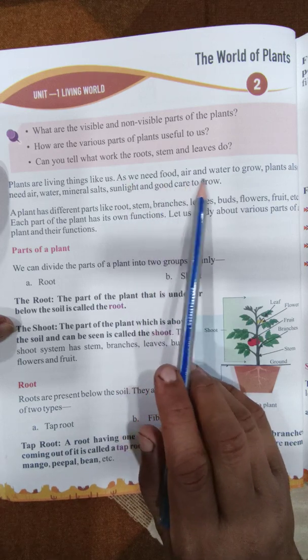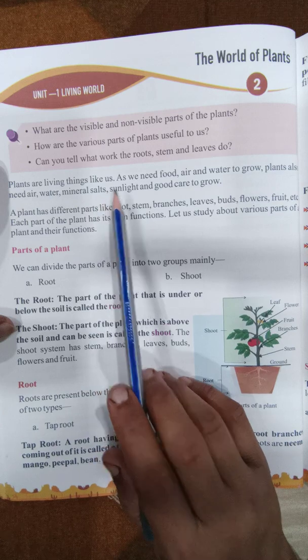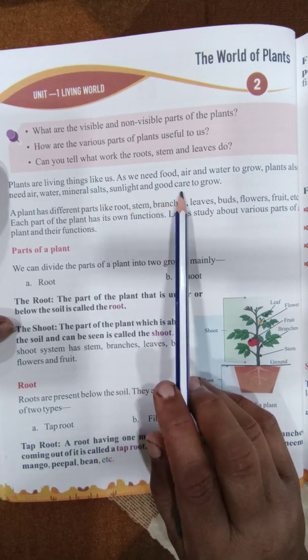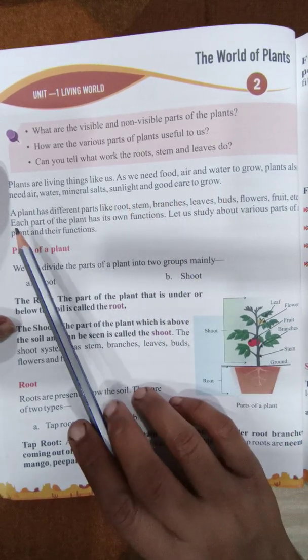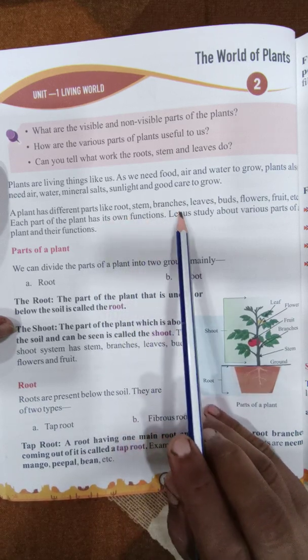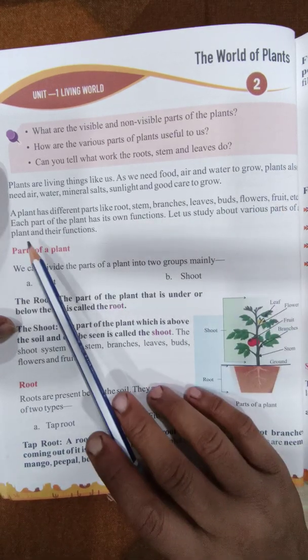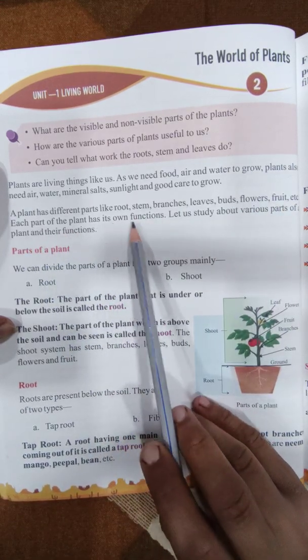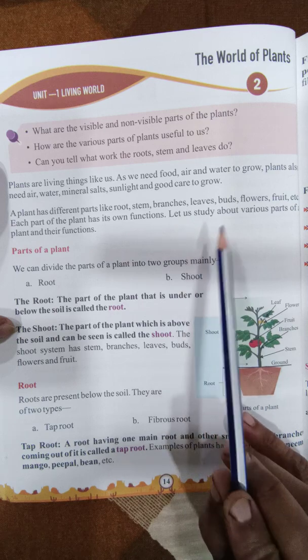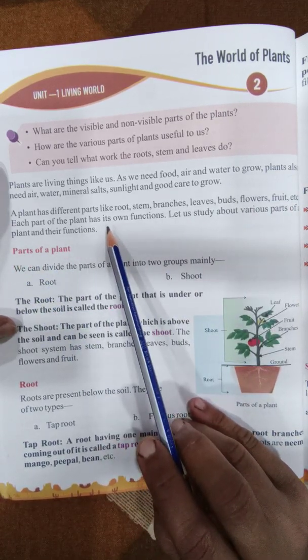As we need food, air and water to grow, plants also need air, water, mineral salts, sunlight and good care to grow. A plant has different parts like a root, stem, branches, leaves, buds, flowers, fruits, etc. Each part of the plant has its own function. Let us study about the various parts of the plant and their functions.